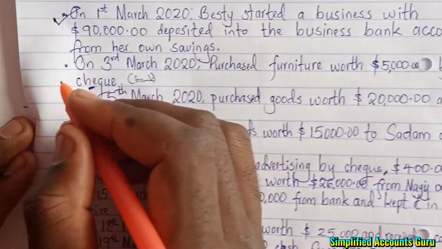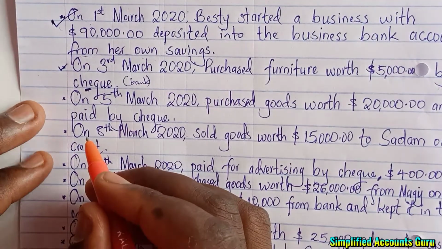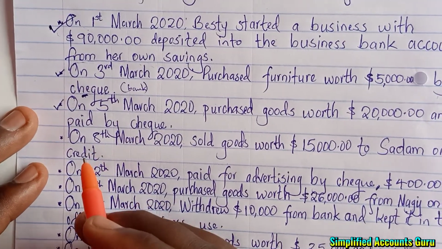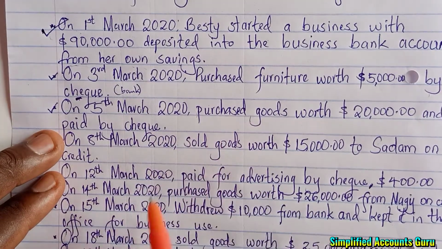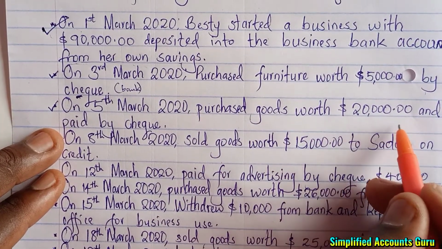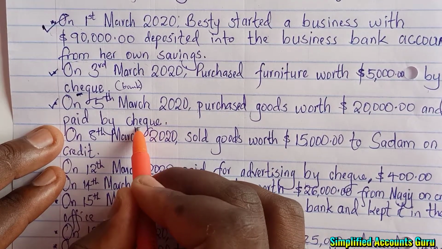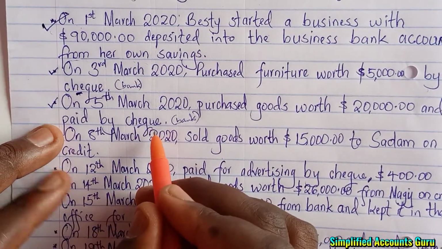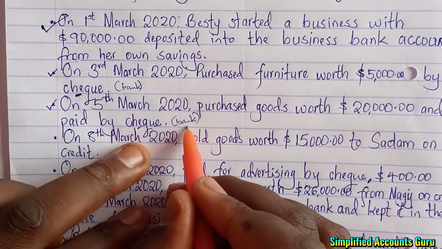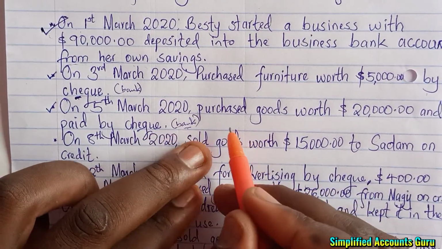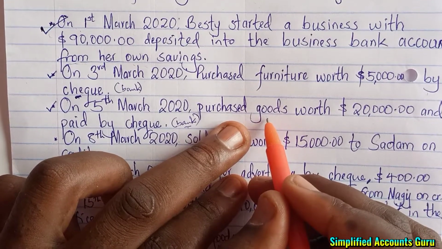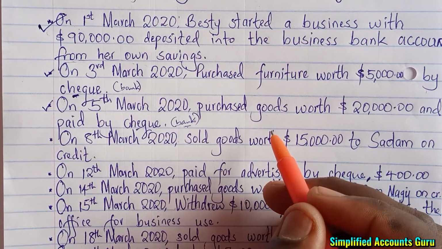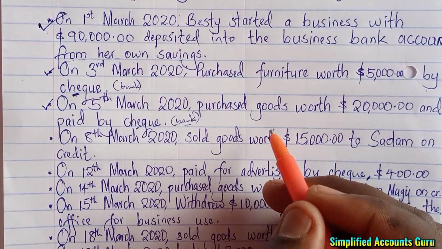We are done with the second transaction. Now we go to the third transaction, this one. And we are saying, on 5th March 2020, purchased goods worth 20,000 and paid by check. I said when you see the word check, you know bank is involved. So already you've seen one account that has been affected. It is called the bank account. The other account that has been affected is the stock increasing. We are going to use the purchases account instead of the stock account.